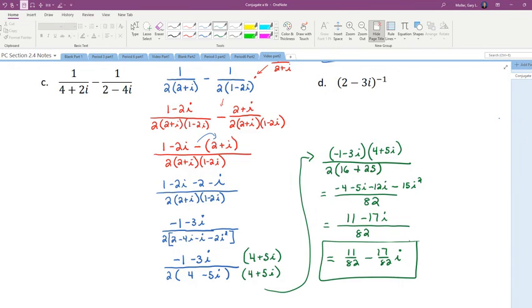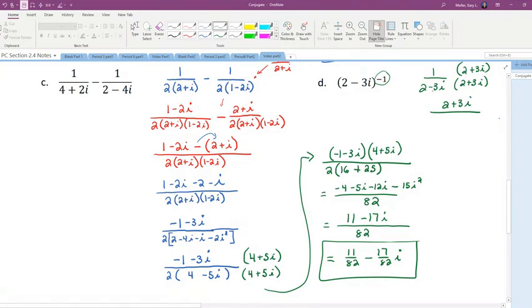All right. Part D, we are going to remember that raised to the negative 1 power really means 1 over 2 minus 3i. And so now I need to multiply by the conjugate to clean that up. And that should be pretty straightforward. Much better than the last question. 2 plus 3i over, let's see, can I do this in my head? 4 minus becomes plus 9. 4 plus 9 is 13. 2 thirteenths plus 3 thirteenths i.